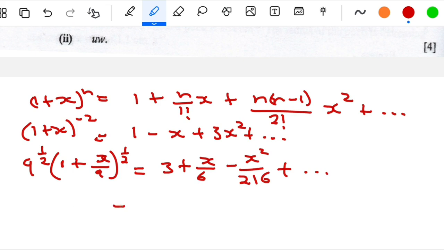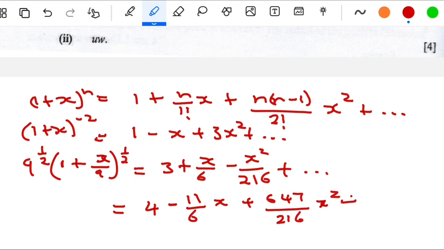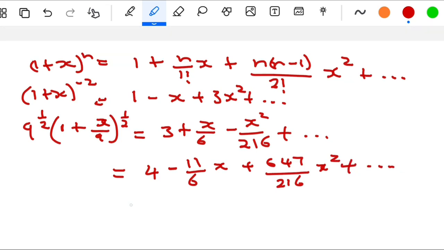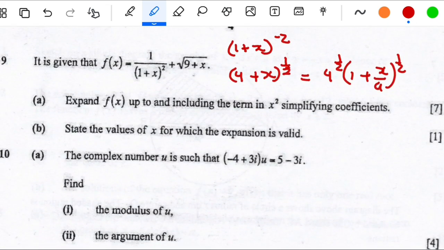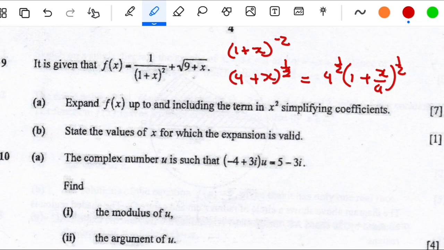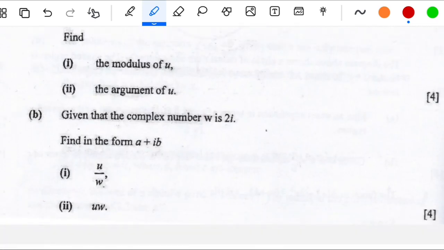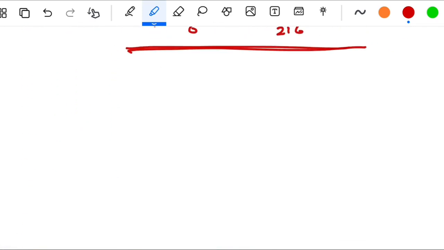So now we're supposed to add those to get our final answer, and after adding we get 4 minus 11 over 6 x plus 647 over 216 x squared plus. Okay, so this is our answer for that one. Now let's move on to B, which says state the values of x for which this expansion is valid. Okay, so this expansion is valid for x between negative 1 and 1. This is B.